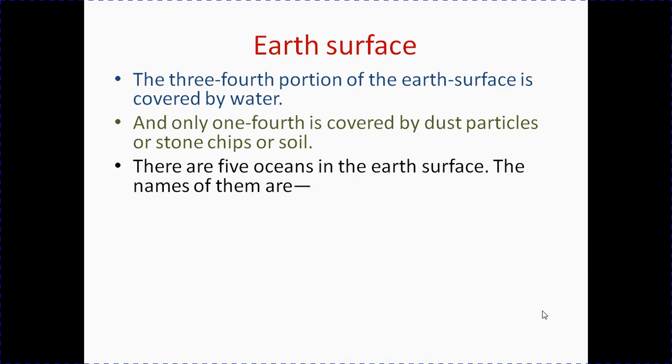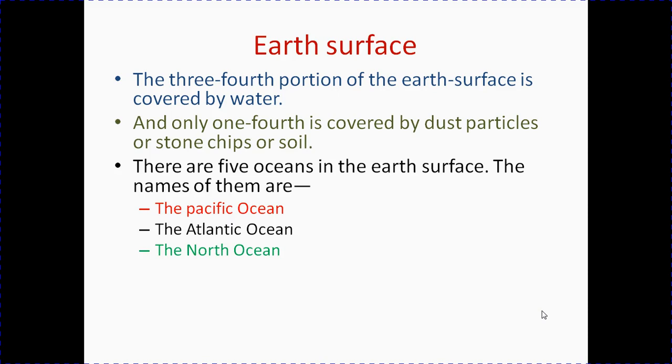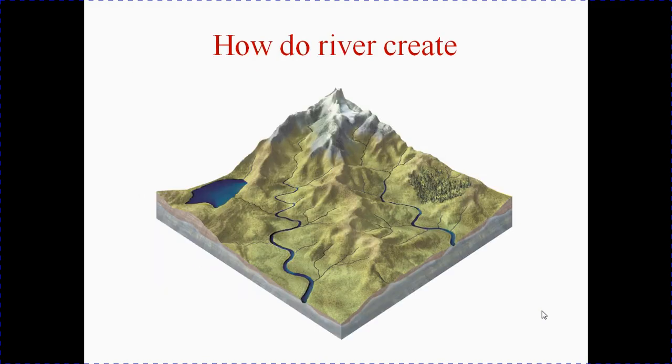Most parts of the Earth's surface are occupied by seas and oceans. Lakes, rivers, canals, etc. are also present there. There are 5 oceans on the Earth's surface. The names of them are the Pacific Ocean, the Atlantic Ocean, the North Ocean, South Ocean, and the Indian Ocean.